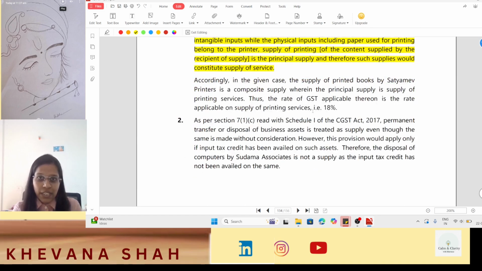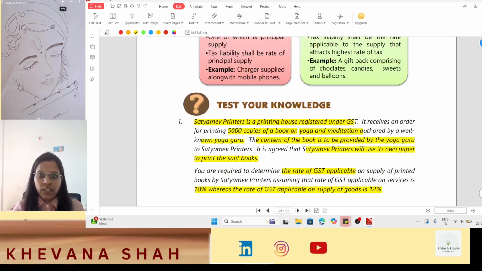So in the given case, the supply of printed books by Satyameva printers is a composite supply wherein the principal supply is the supply of printing services and therefore the rate applicable for the value of principal services being 18%, here the applicable rate will be 18%. Okay, I hope this is clear. Now moving on to the next question.